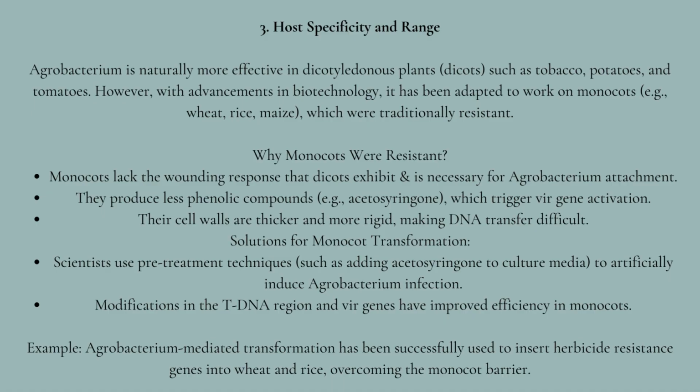So, why were monocots resistant? It's because they have a weaker wounding response, making bacterial attachment harder. They have lower production of phenolic compounds like acetosyringone, which activate the Agrobacterium. Thirdly, they have thicker and more rigid cell walls, making the DNA transfer difficult. The solutions for this would be pre-treating monocots with acetosyringone to trigger infection. Also, modifying T-DNA and vir genes to enhance DNA transfer. As an example, scientists have used Agrobacterium to insert herbicide resistance genes into wheat and rice, overcoming the monocot barrier.